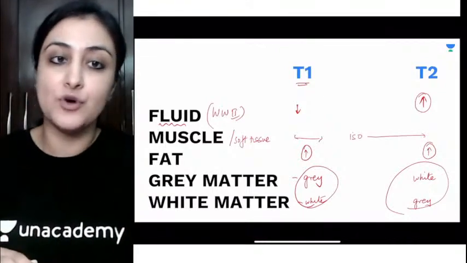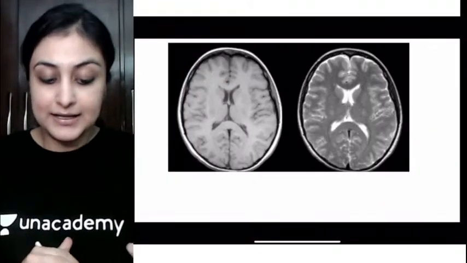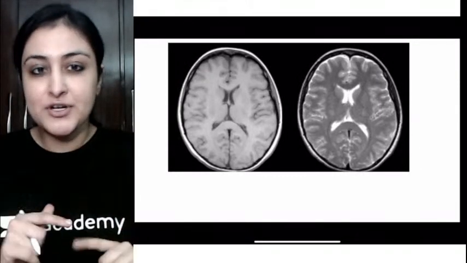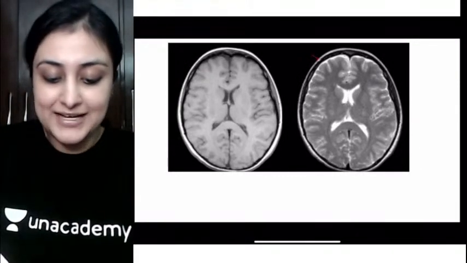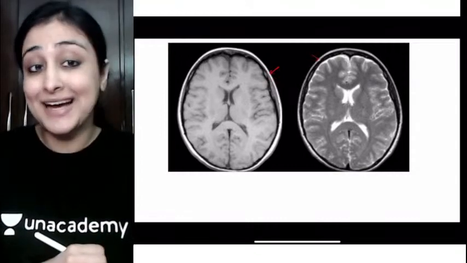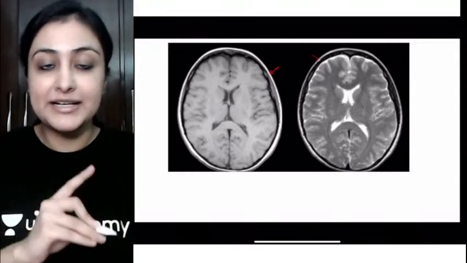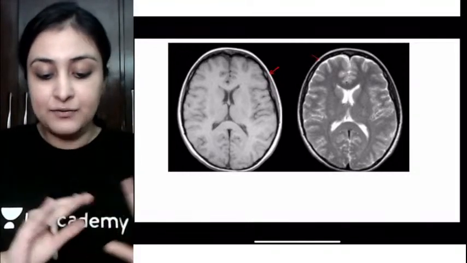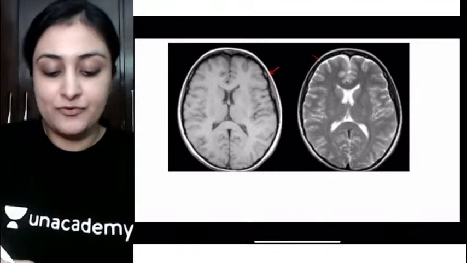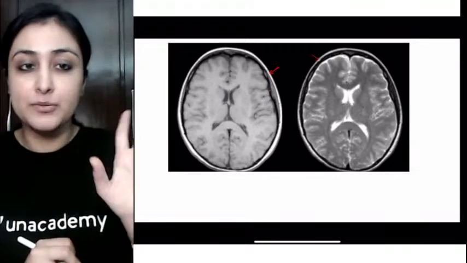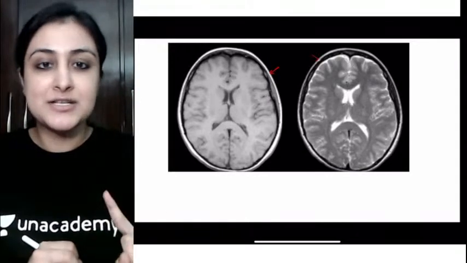Now let's see them in the form of images. So now look at these two images. First thing, outermost layer, fat. What do we notice, guys? What did we write? That it is going to be hyperintense on both. Right now we don't know what is T1, what is T2. We see that fat is hyperintense on both. Yes, everybody agrees. So first thing done.